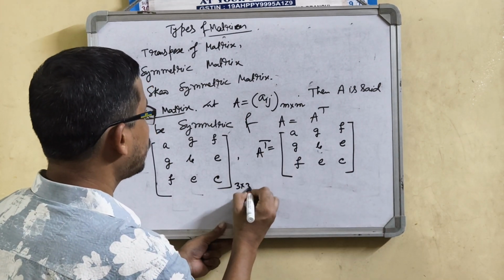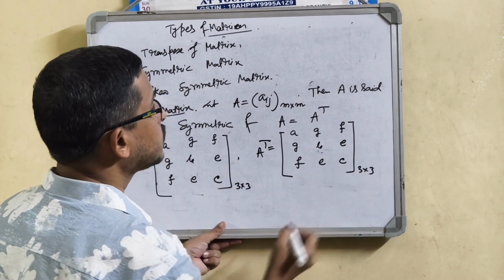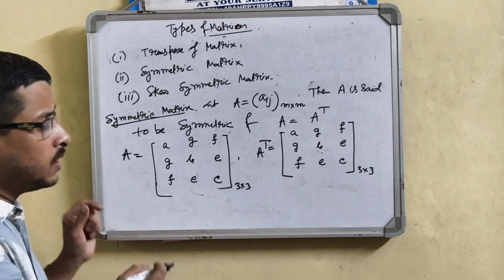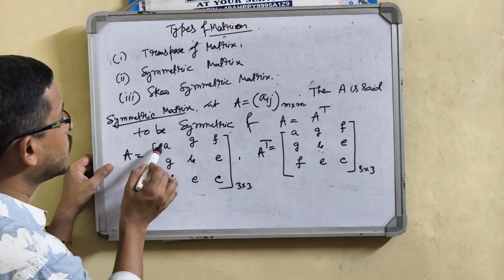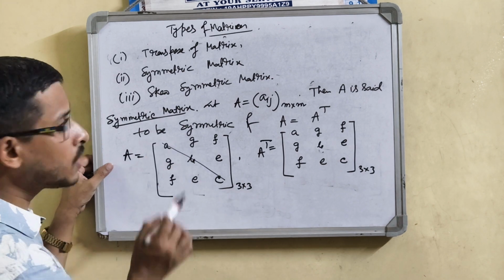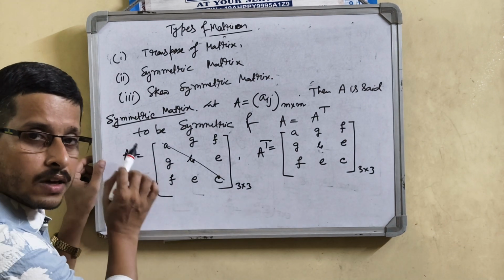Here the number of rows and columns is 3 by 3 and 3 by 3. Now here is another thing. If we consider that this is a square matrix, this is the diagonal of the matrix. This is the diagonal of the matrix.